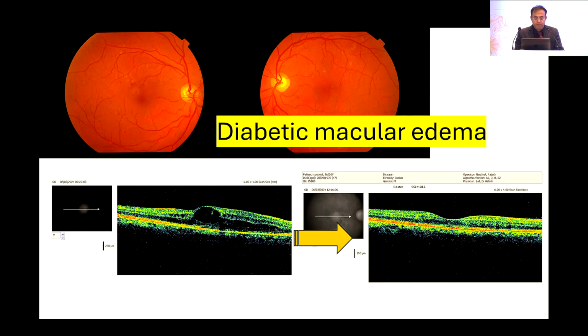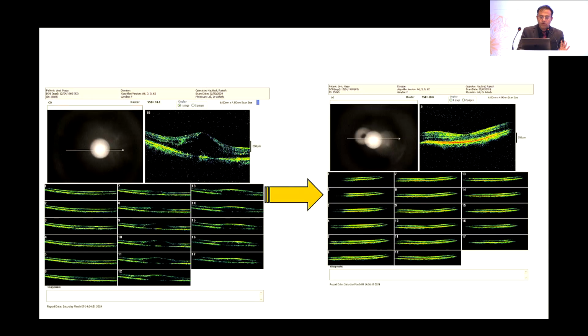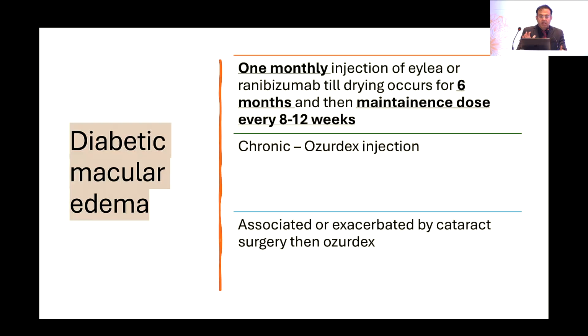Dr. Tinku has very nicely explained to you the nitty-gritties about diabetic macular edema. In short, if you have diabetic macular edema, you can give all these injections. Normally, what is recommended is one monthly injection of Eylea or ranibizumab till drying occurs, for a maximum of 6 months, and then a maintenance dose every 8 to 12 weeks.